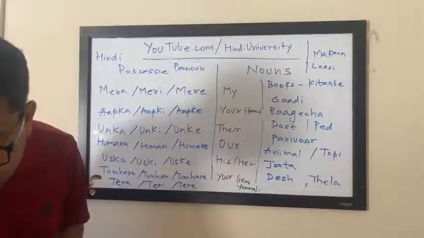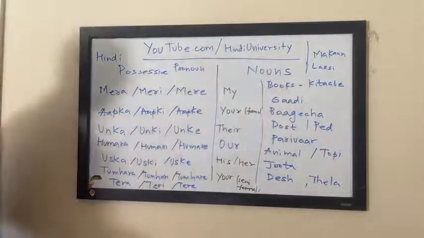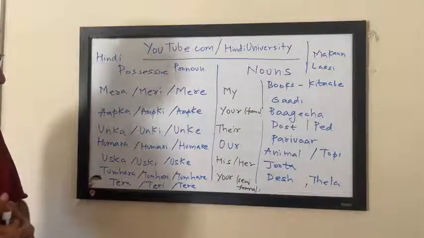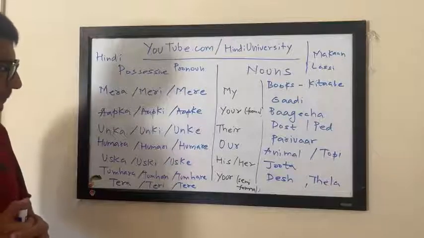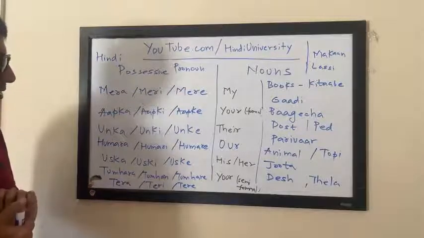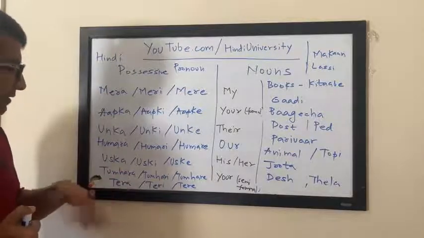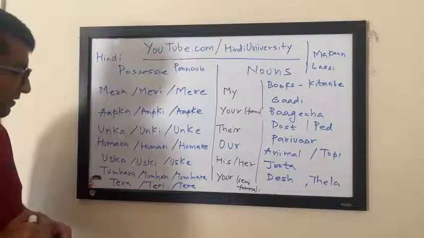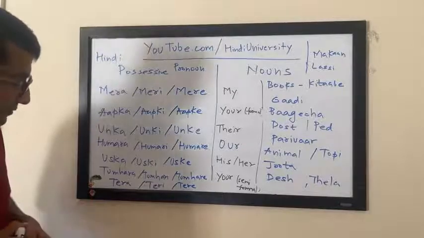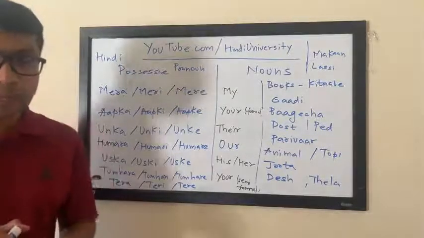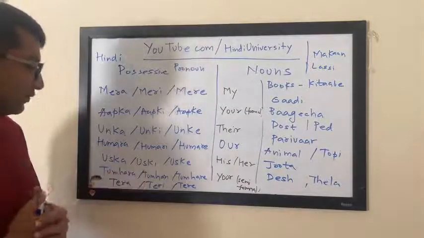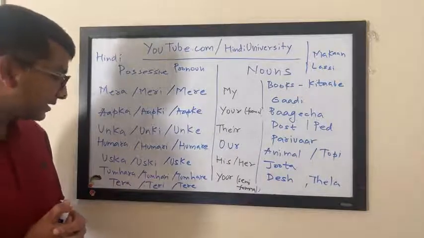Nate, you want to give this one a try as well? Yes. So, uska sari lal hai. Okay, so what is sari? Is it masculine or feminine? I think it's masculine, right? Okay. So it will be, a noun ending with ee, like ladki, sari. Feminine. Okay, so which one will you use? Uski sari lal hai. Uski sari lal hai.